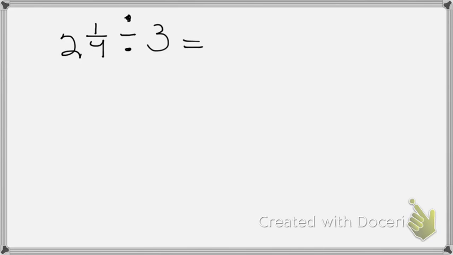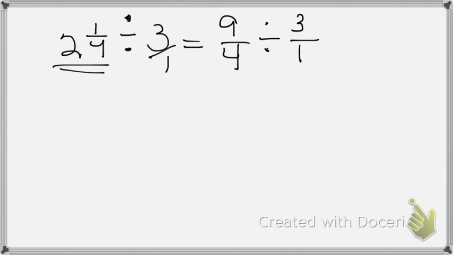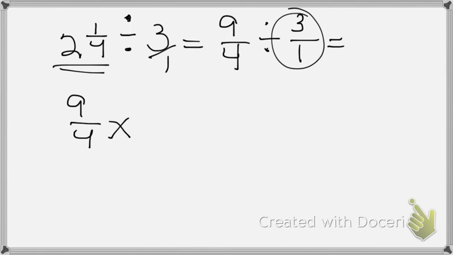Okay, and we'll do one more. 2 1/4 divided by 3 wholes. So that has to be converted, and the 3 has to be written over 1. So 2 times 4 is 8, plus 1 is 9. That's 9 over 4, and it's divided by 3 over 1. To make this multiplication, we'll flip that one, and the problem becomes 9 over 4 times, flipping, 1 over 3.